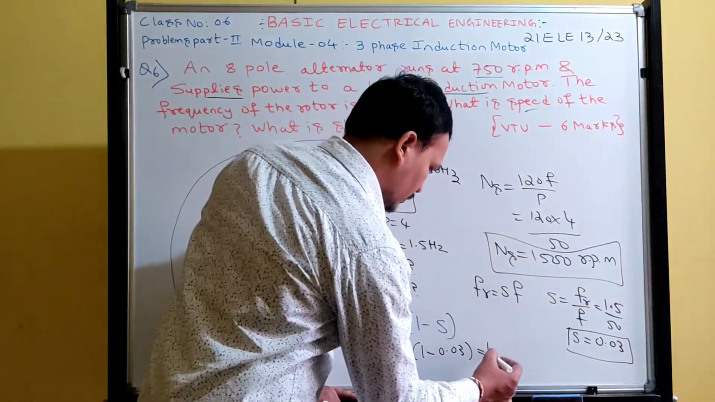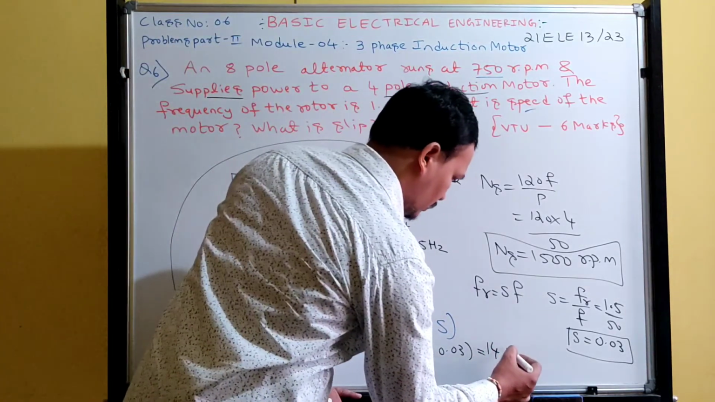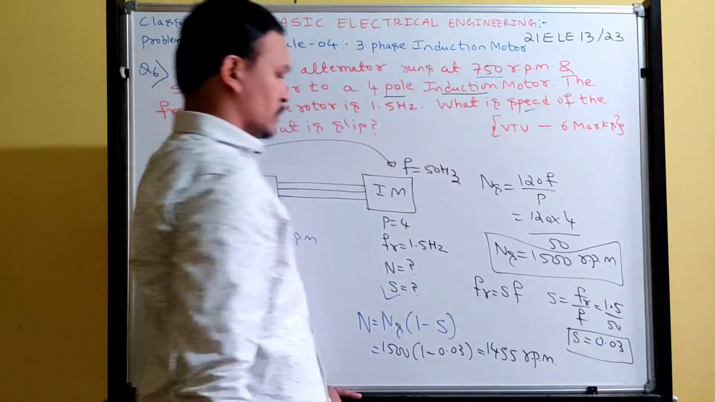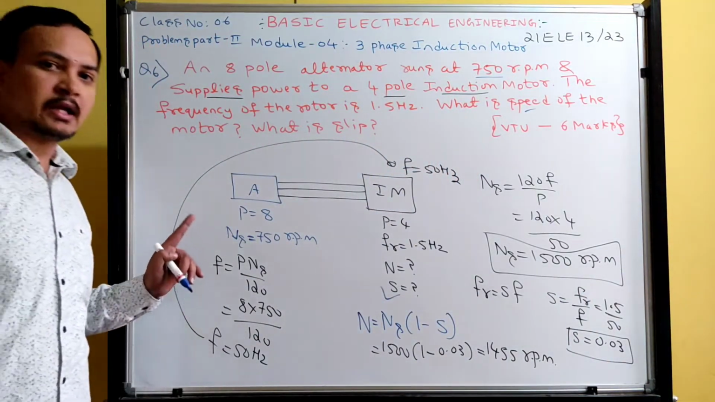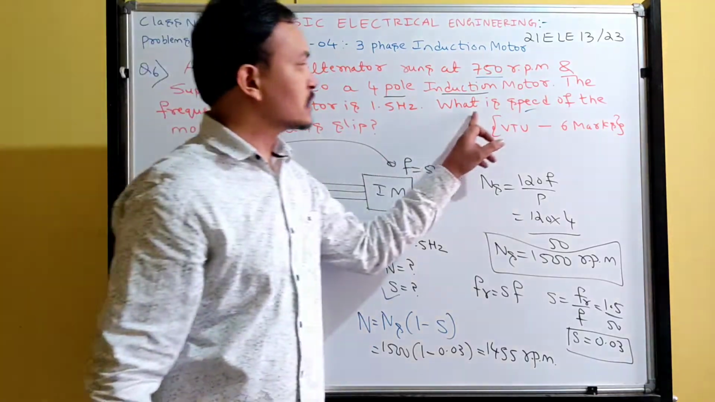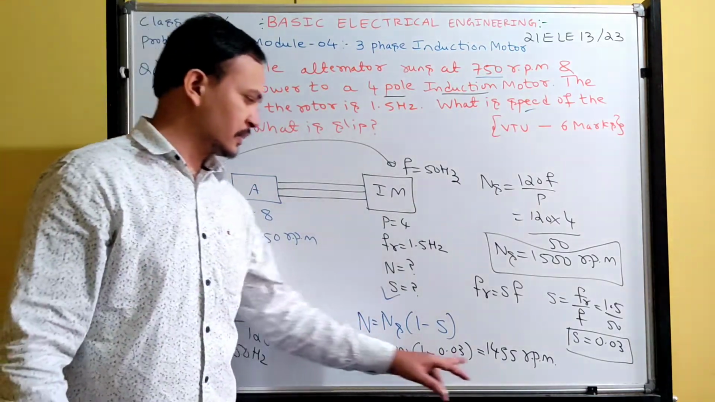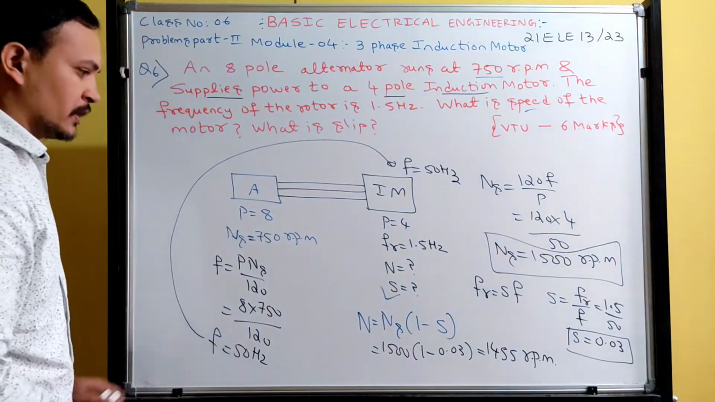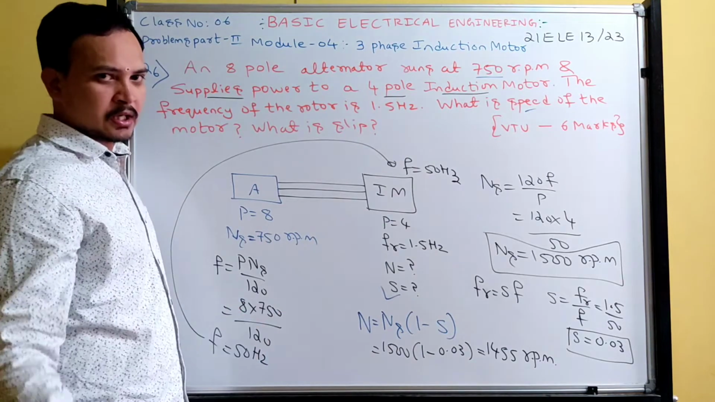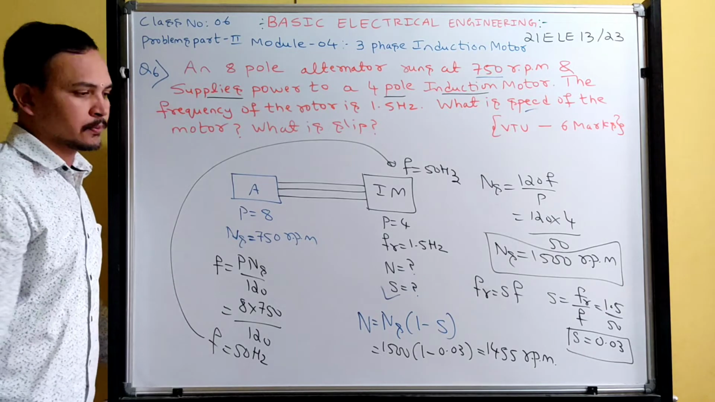1455. Okay, fine. What you are telling, I am writing the same value here. 1455 rpm. This is the speed of the induction motor. They can ask for the speed of the motor or the speed of the rotor; both are the same. So the correct answer is 1455 rpm. As you calculated, the same thing I wrote here. If there is any mistake, please mention it in the comment box. Let me copy this down, and we can solve another problem.